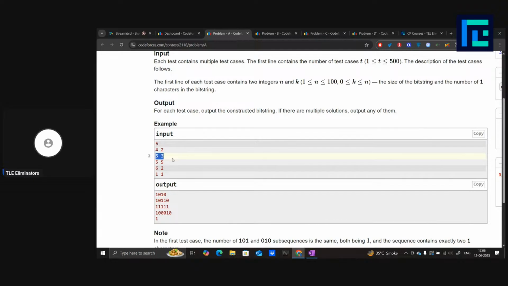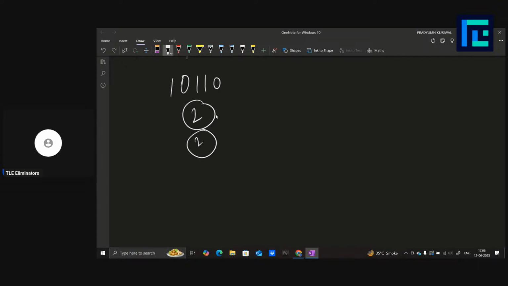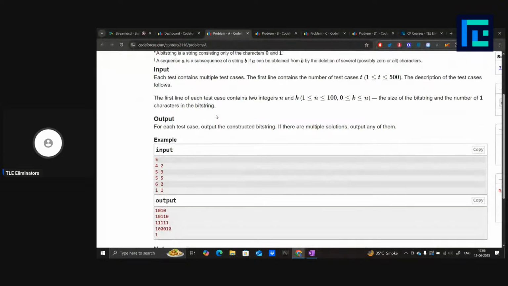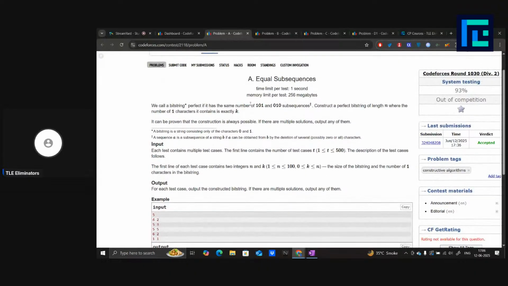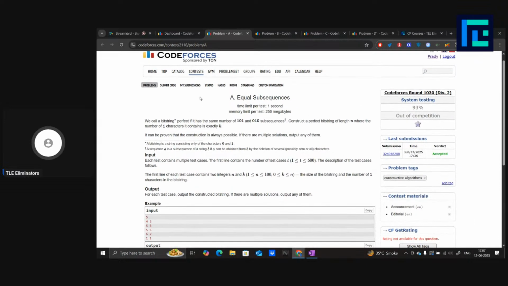In 5 comma 3 we have 10110. In this case, how many 101 are there? 101 is this one right here, and also this one, so two. And what about 010? This one, and also this one, so two are there. So that's what the problem is. We have to print any bit string which contains the same number of 101 and 010 subsequences. Actually this problem is very simple, if it strikes you.